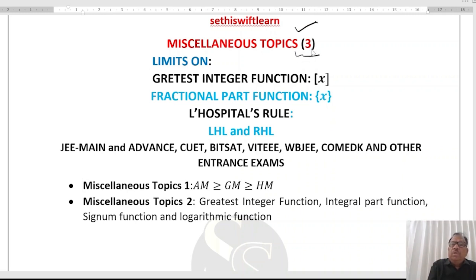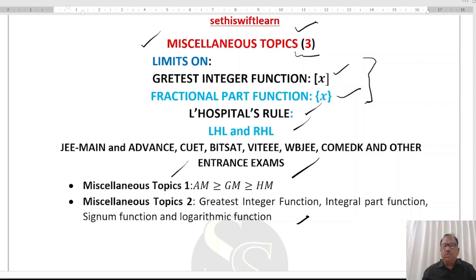In today's session 3 on miscellaneous topic, further concepts on greatest integer function and fractional part function will be discussed through illustrations involving L'Hospital rule, left hand limit and right hand limit. In earlier sessions, we discussed miscellaneous topic 1 and miscellaneous topic 2, which you can review on Sethi Learn. Let's start with the questions.